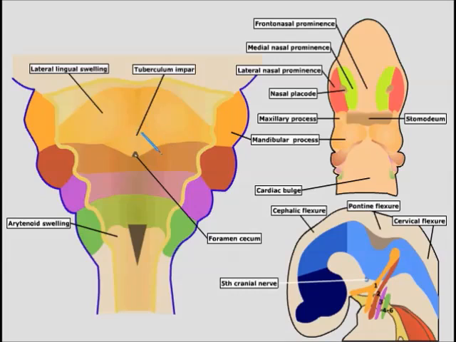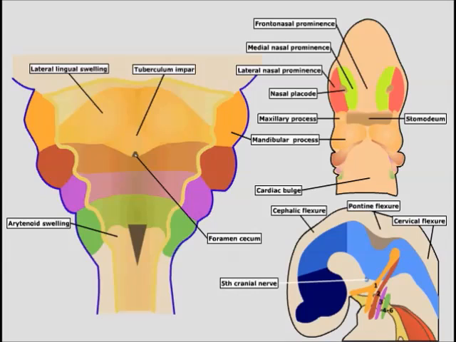Okay, so I know that they told us that the lateral lingual swellings are going to overgrow the impar, and it's going to produce the front 2/3 of your tongue, right? And they say that arch number 3 will overgrow arch number 2 and form the back 1/3 of your tongue. That's important to know because it's going to be innervated by different things.